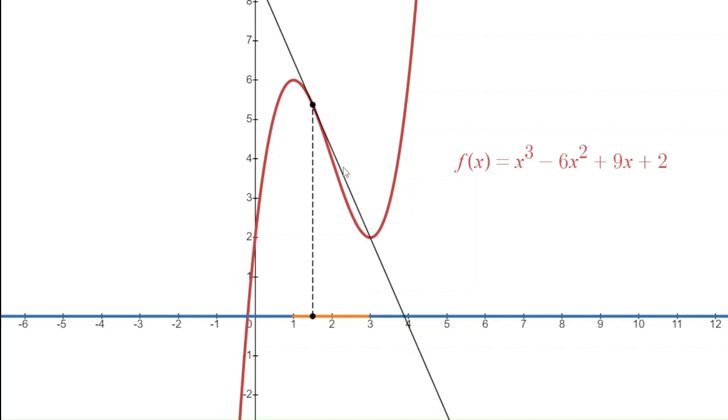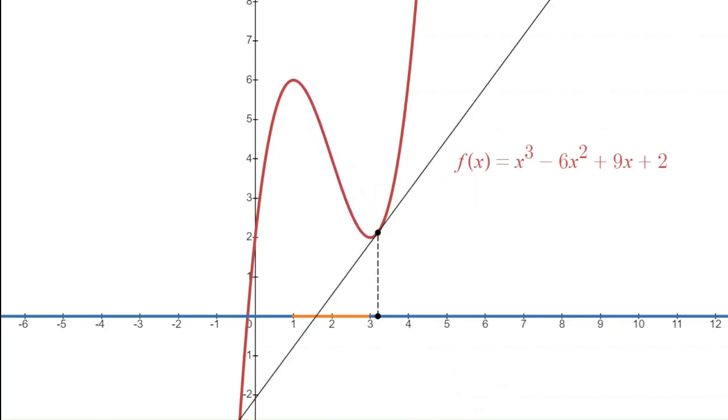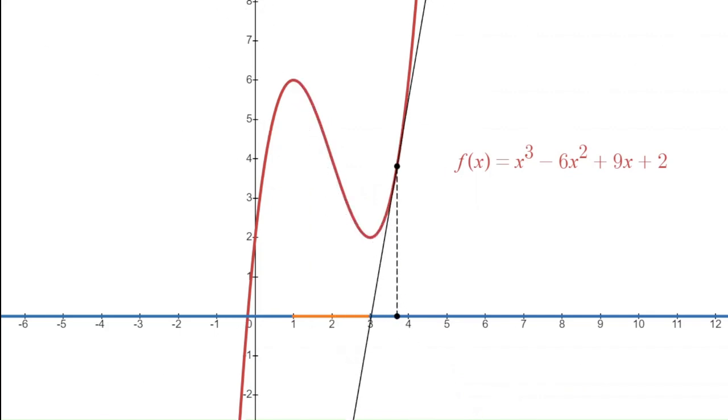In fact, I've drawn in a tangent line here at a point, it looks like it's 1.5 here. Notice that f of 1.5 would be this number up here along the y-axis, but f prime of 1.5 is the slope of this tangent line, and notice it's a negative slope. And that's true for any number between 1 and 3. It has a negative slope. Okay, now once we get beyond 3 here, it has a positive slope.